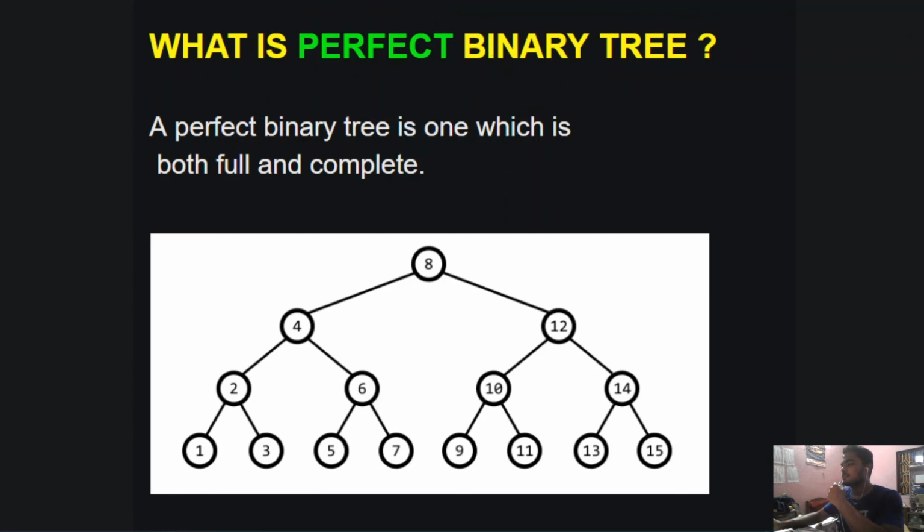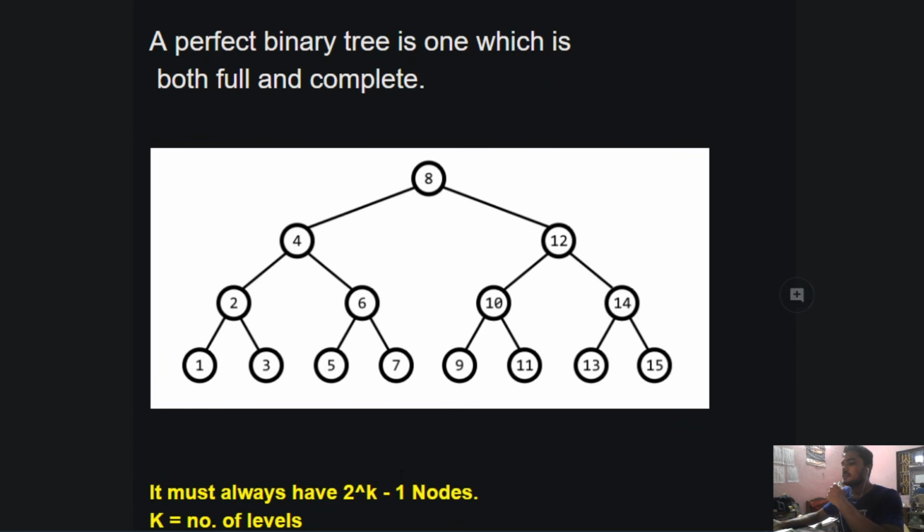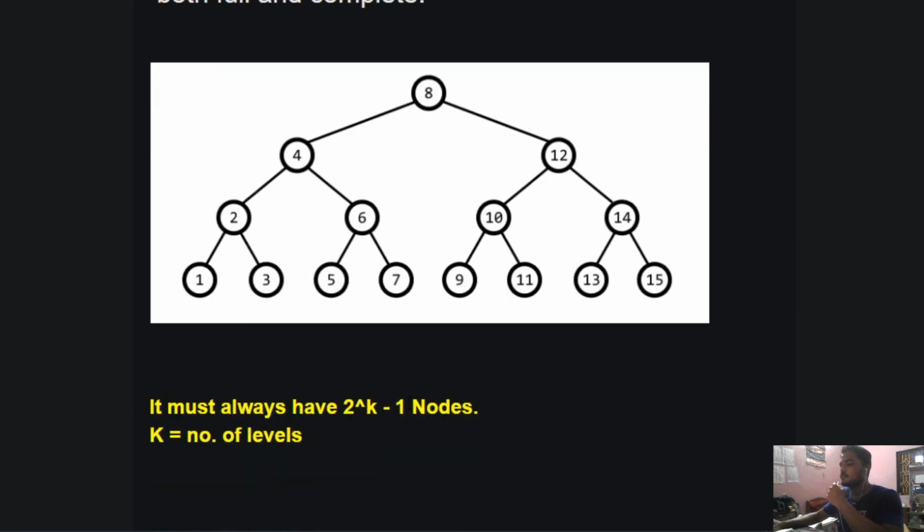An interesting fact about this tree is that it must always have 2 to the power k minus 1 nodes, where k is the number of levels in the tree. So let's see how. In this graph we have 4 levels, right? 1, 2, 3, 4. So k is equal to 4.